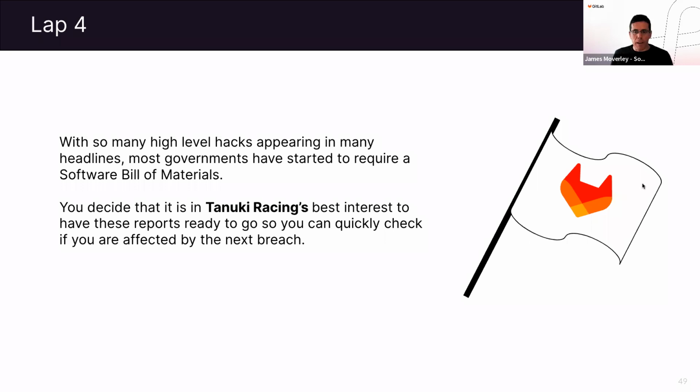As you know, with many high-level hacks appearing in the press, most governments have moved to make it law to require a software bill of materials and secure your supply chain. We've decided that it's in the best interest of Tanuki Racing that we have these reports ready to go in case we are infected by the next breach.